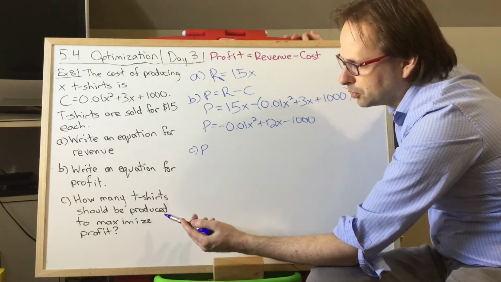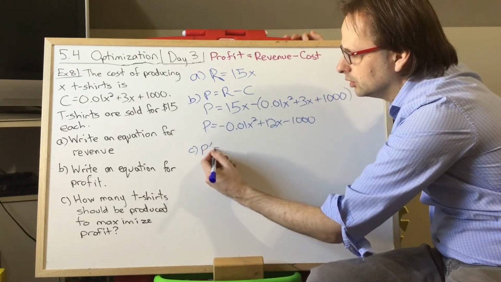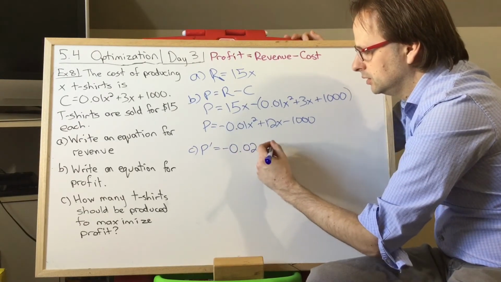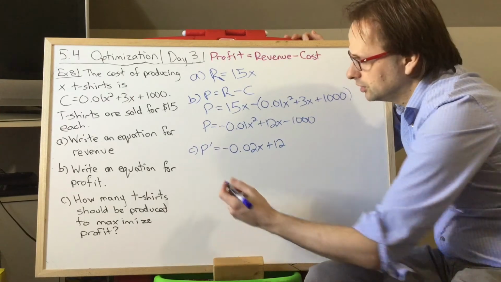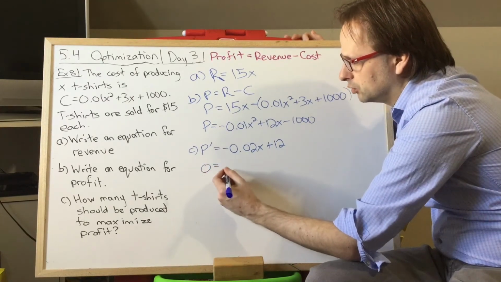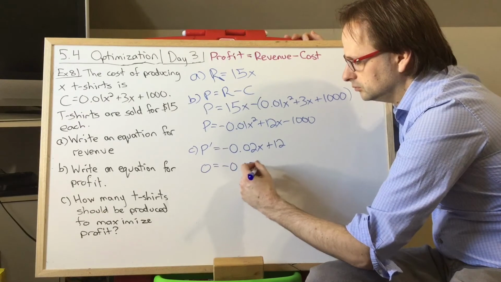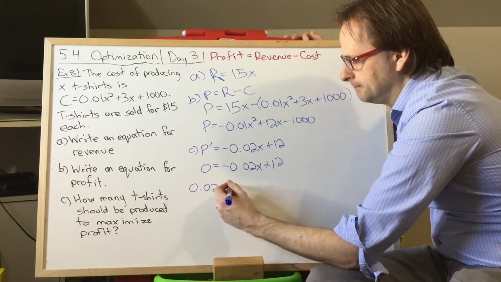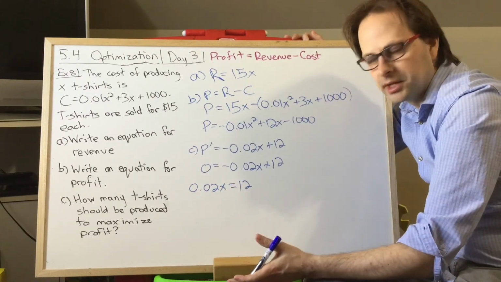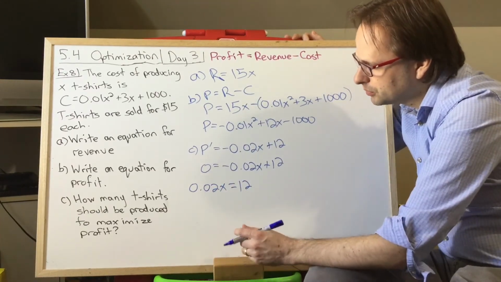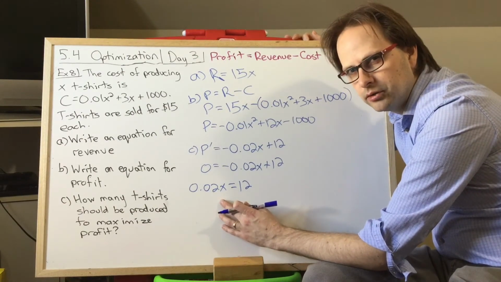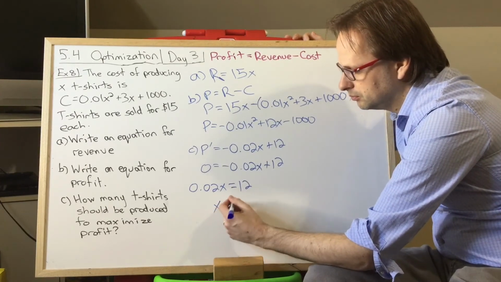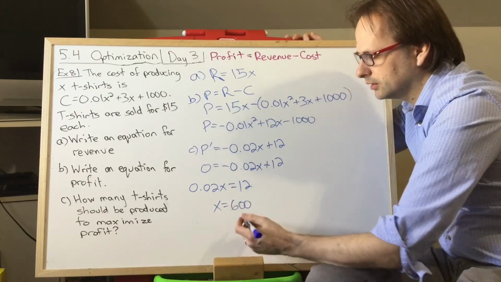How many t-shirts should be produced to maximize profits? Let's find P prime, because we're hunting down a maximum. Let's find our critical value, so set P prime equal to 0. And then just solve. I can take my calculator and divide by 0.02, or I could think multiply both sides by 100, then you'll get 2x equals 1200, and divide by 2. Either way, we'll get x is 600.